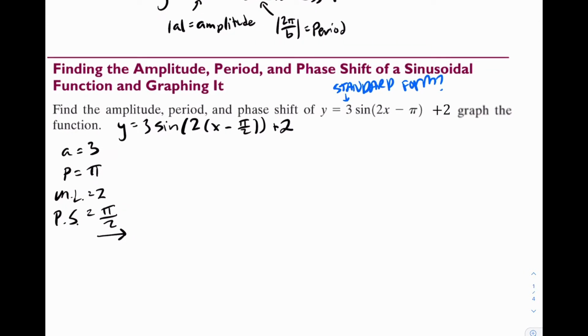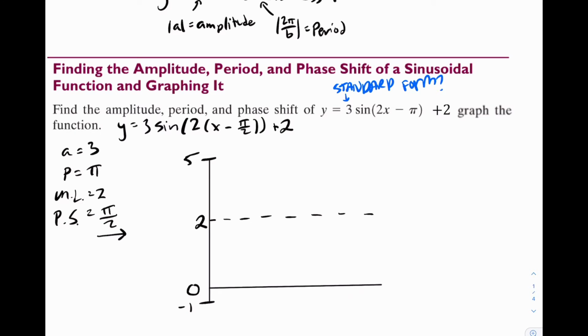So let's start. I'm going to show you the method that I like doing. So let's start by just doing the midline method. So here's our middle. We have 2 right there. We're going to go up 3, so that's 5. Down 3 is -1, which makes our 0 line right there. And again, whenever you do the midline method, make sure you always have the x and y axis as solid lines. Your middle is always your dotted line.